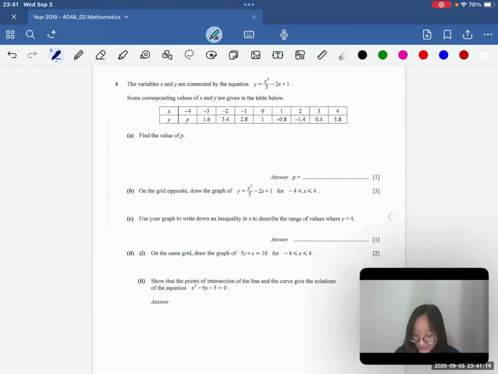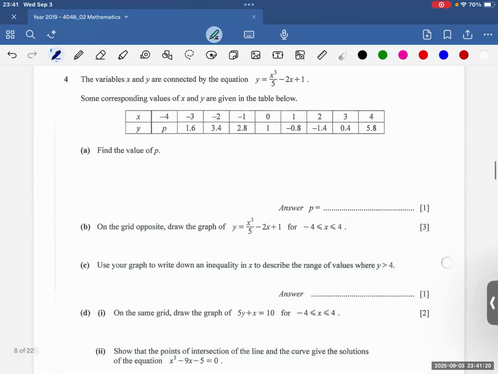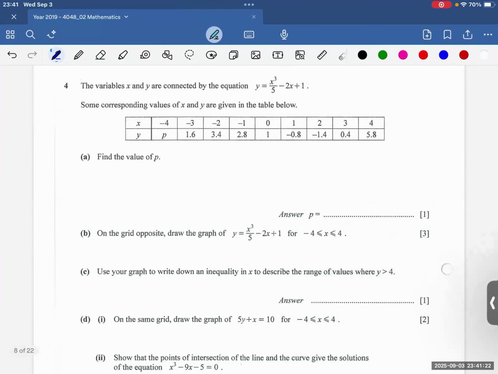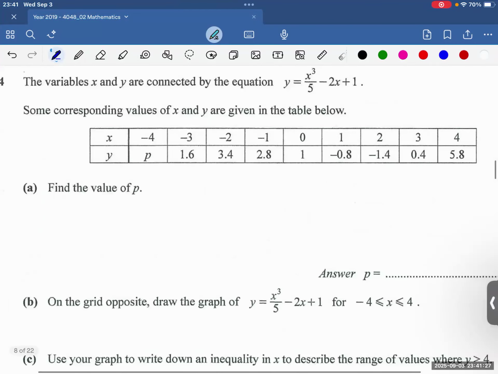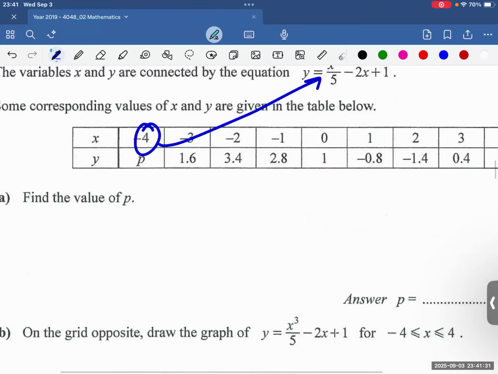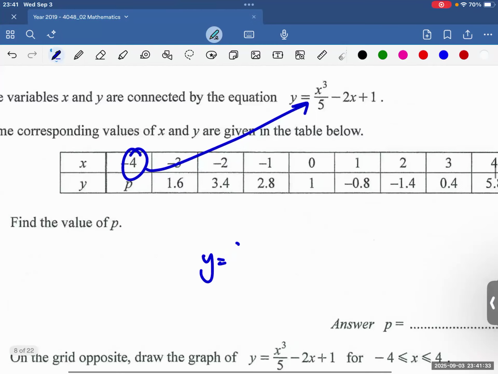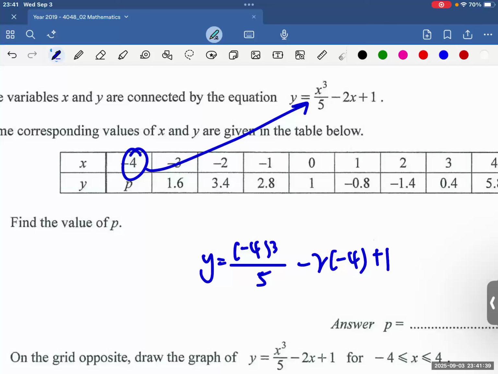All right, now we're going to move on to question 4. So question 4 is a graph question, and let us find 4a. So 4a, they want us to find the value of y. So basically just sub your -4 into your equation. So you should get the answer of -3 point.